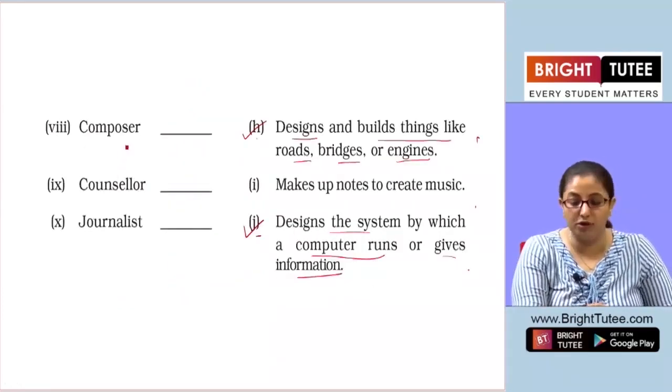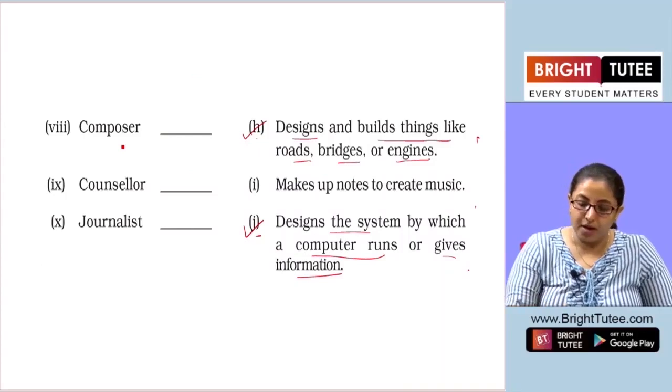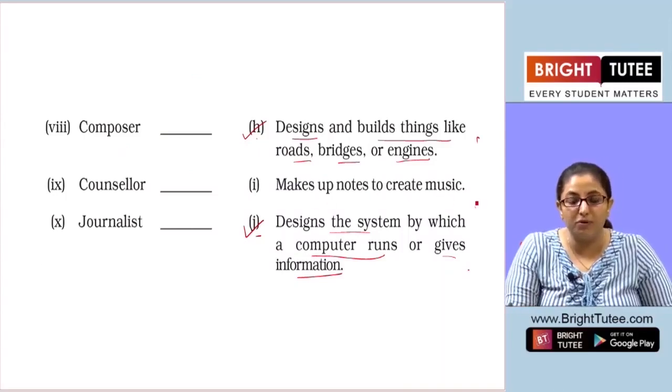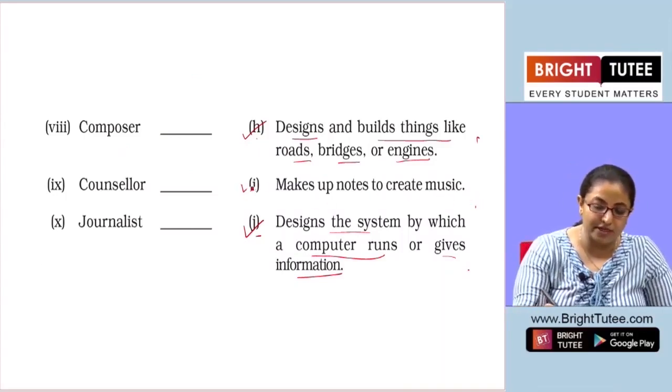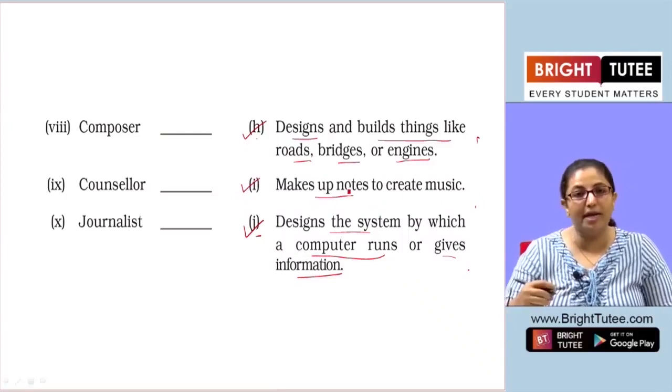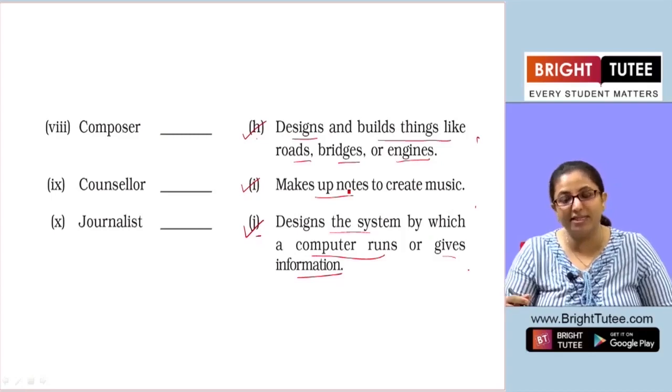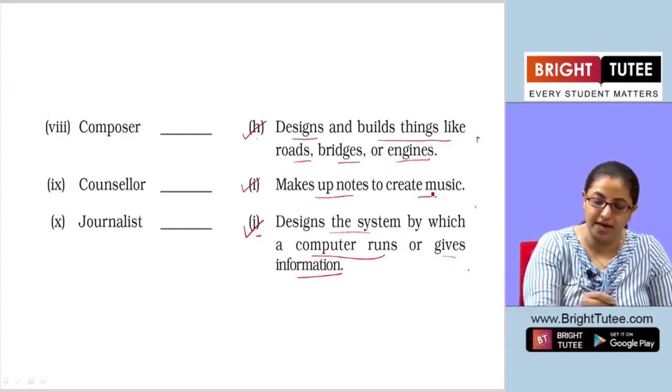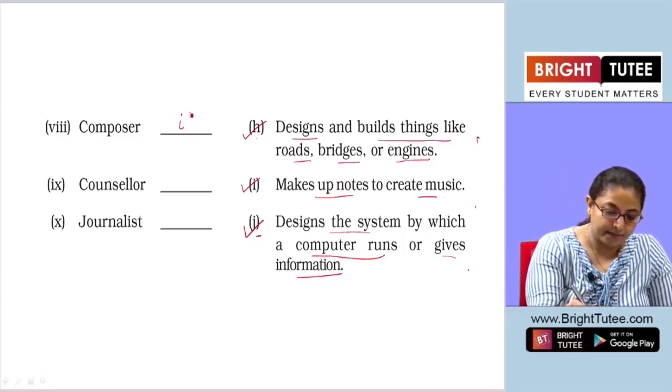Next is a composer. Who's a composer? A composer makes up notes to create music, right? So a composer is a person who makes up notes. He writes up or makes the notes and creates music. So the answer would be I.